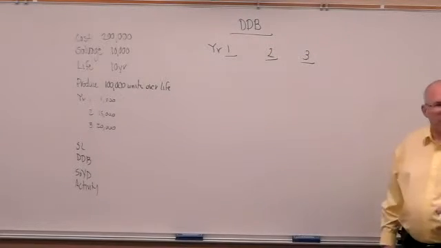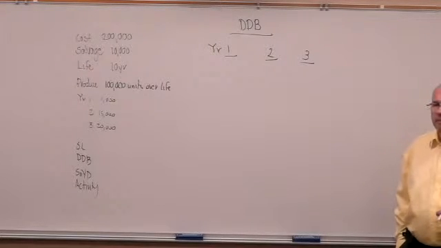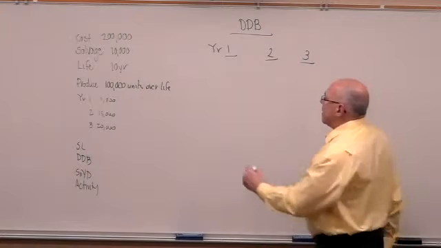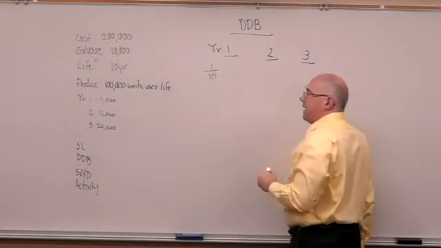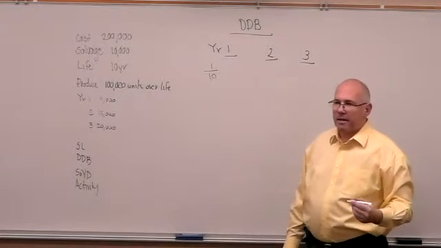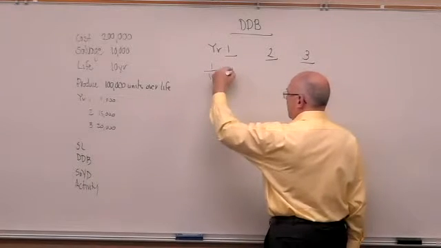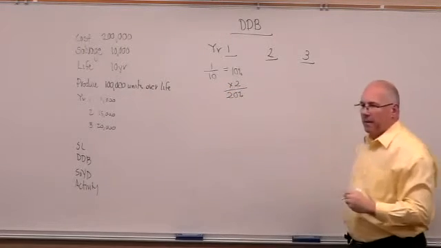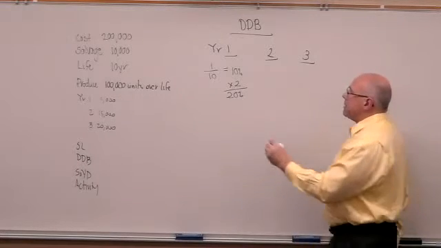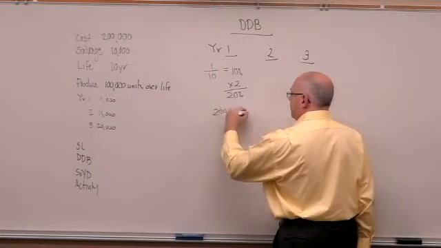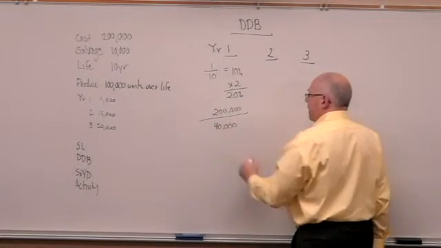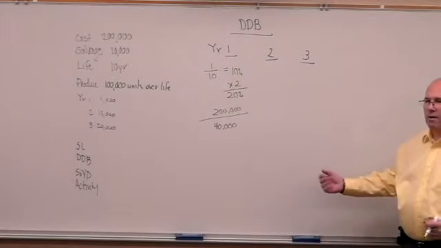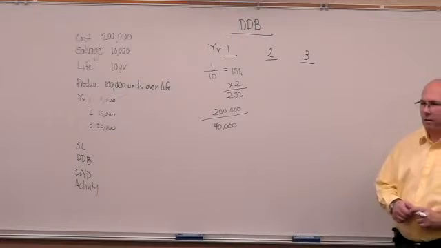Double declining balance, year one. How much depreciation do we take? 40,000, let's say. It has a 10-year life, so the straight line rate is 1/10 every year, equals 10%. We double that for double declining balance, and we get 20%. 20% times 200,000 is 40,000. So the entry would be debit depreciation expense 40,000, credit accumulated depreciation 40,000.